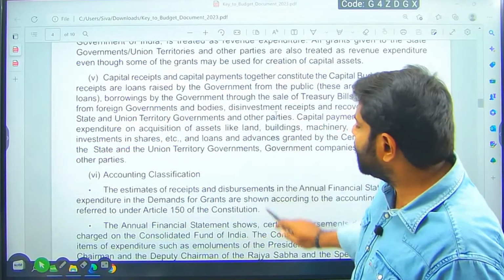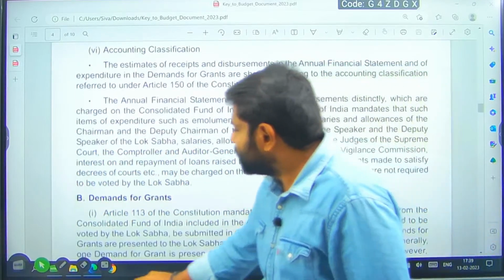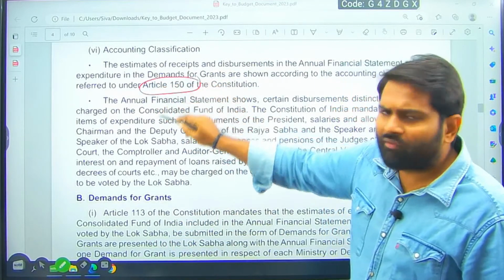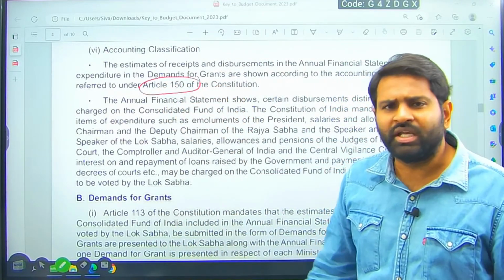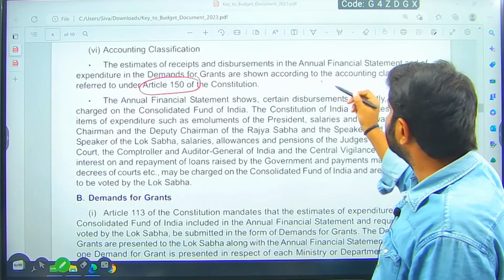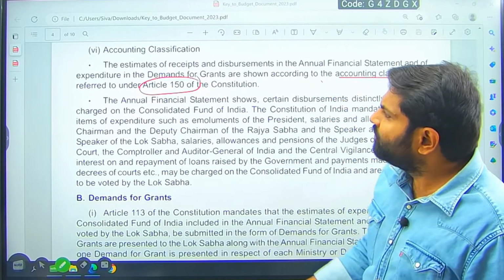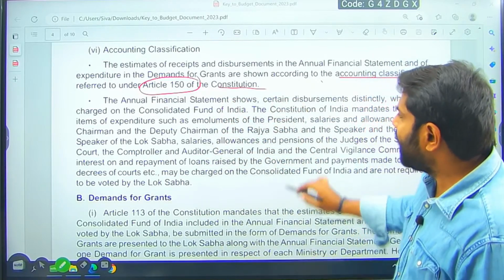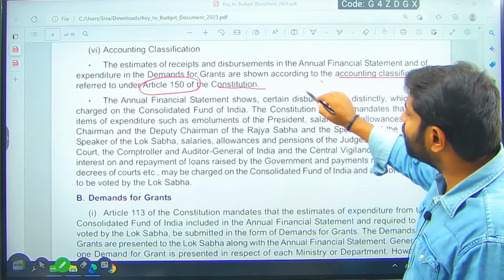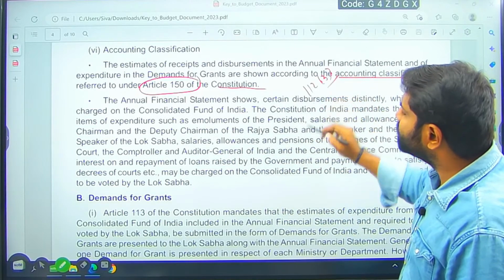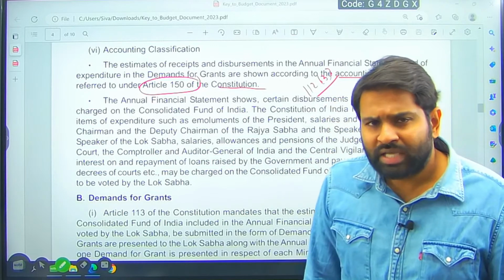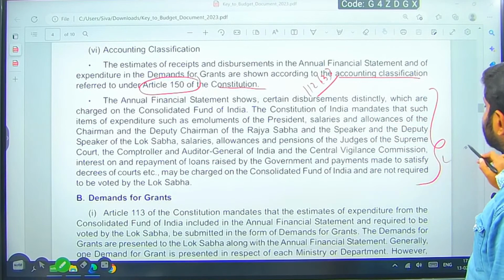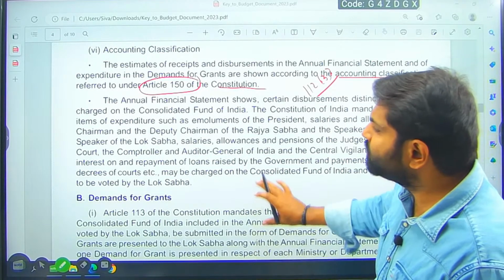Next comes account classification. As I said, account classification will be done by CAG according to Article 150. If you go and see Article 150, you will have a clear-cut classification that account classification will be according to Article 150. Who will decide that? CAG will decide that. And the annual financial statement, if you remember, I spoke about Article 112(3), where we spoke about the charged expenditure, that is mentioned here. Whose salaries are part of charged expenditure? What is charged expenditure is mentioned here.